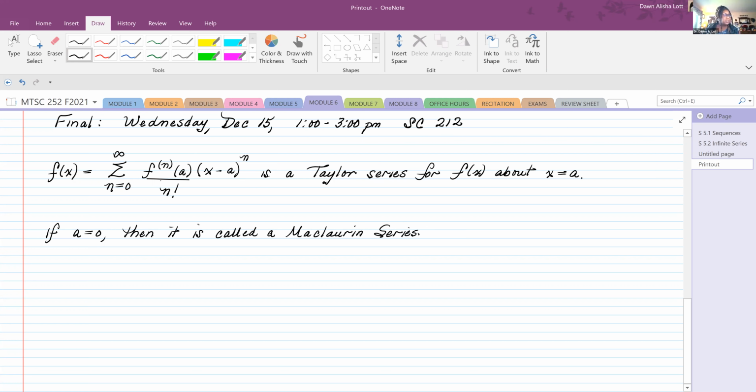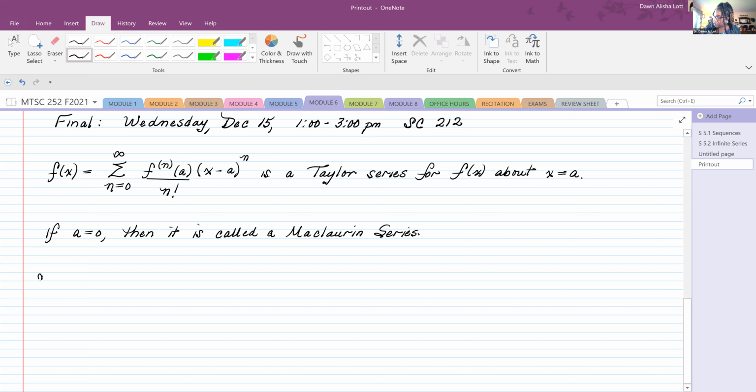Okay, so notice I need to be able to take infinitely many derivatives of f because this requires the nth derivative and n goes from 0 to infinity. So things that stop at, let's say, capital N equals 12 may be a Taylor polynomial, but will not be a Taylor series. Okay, so let's find the Taylor series.